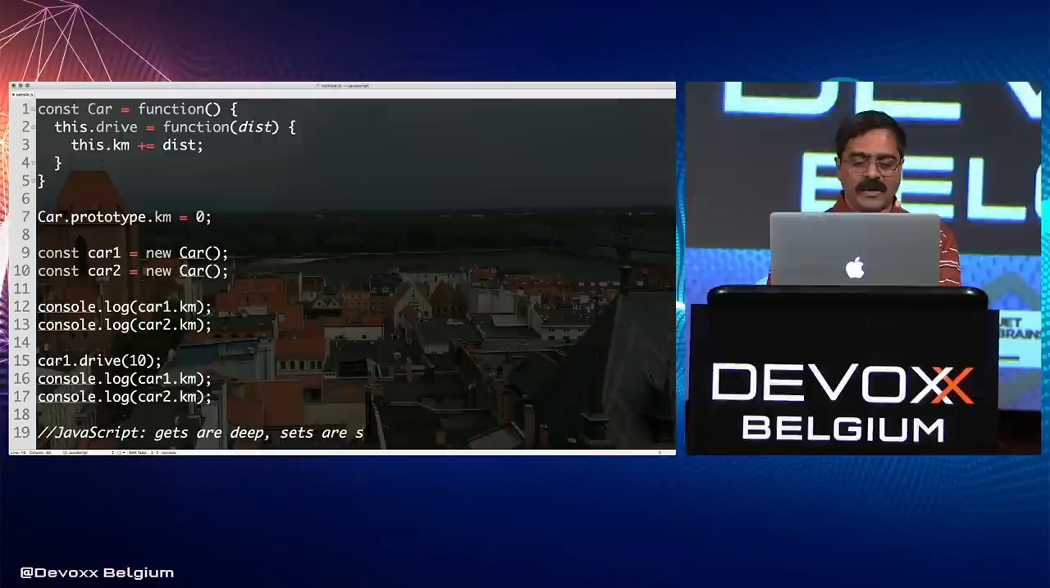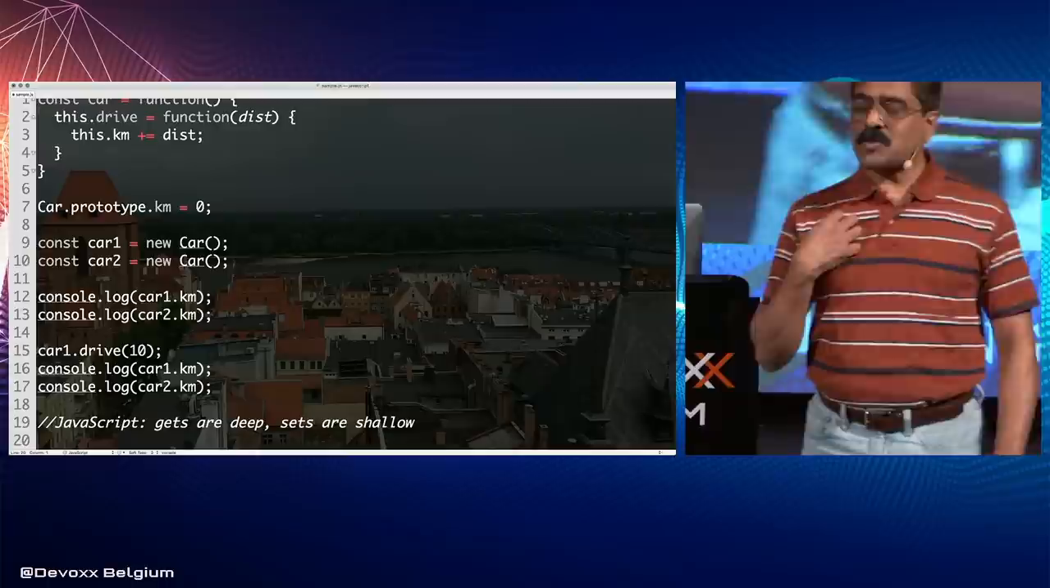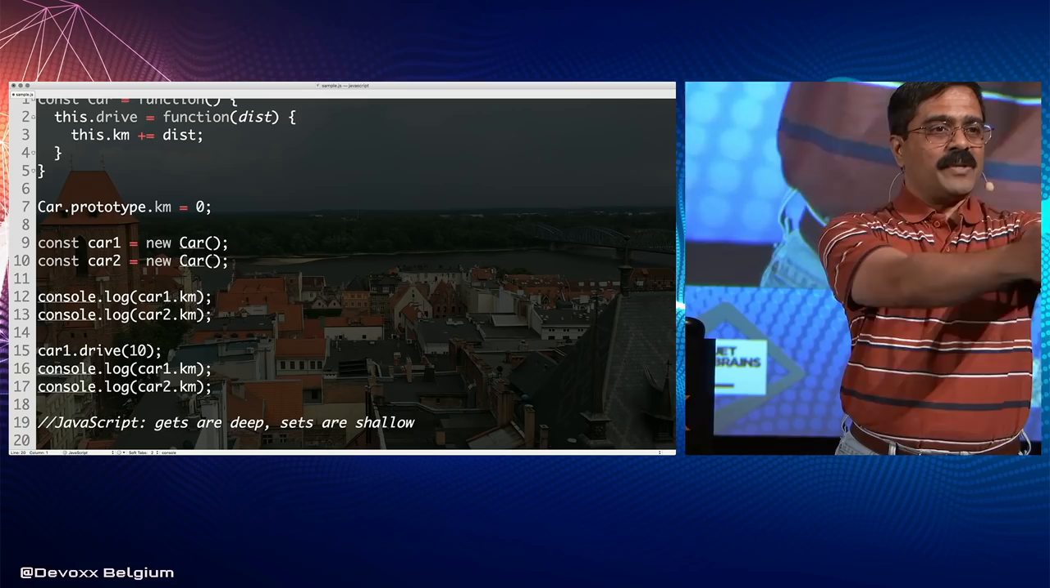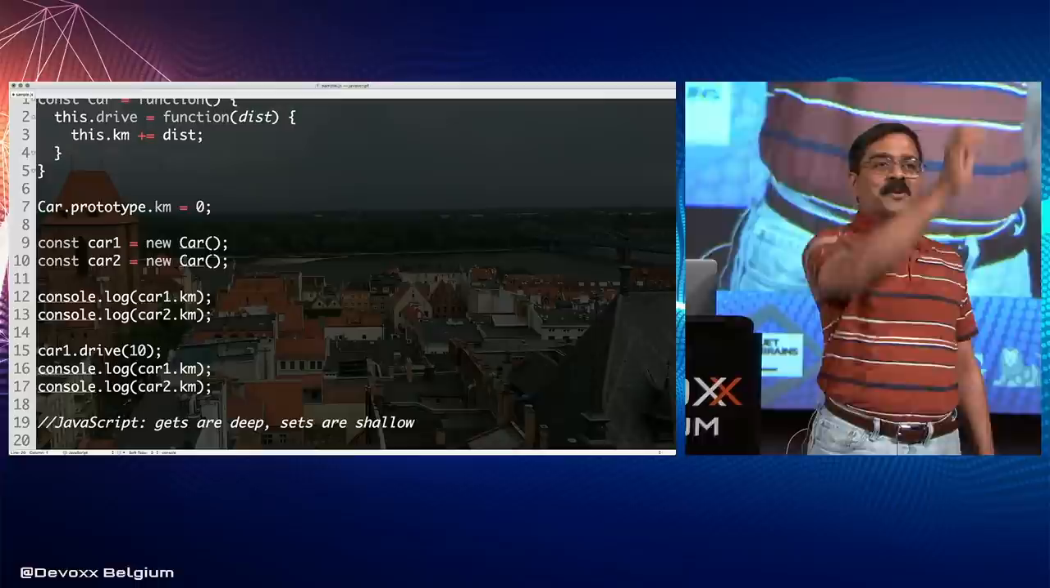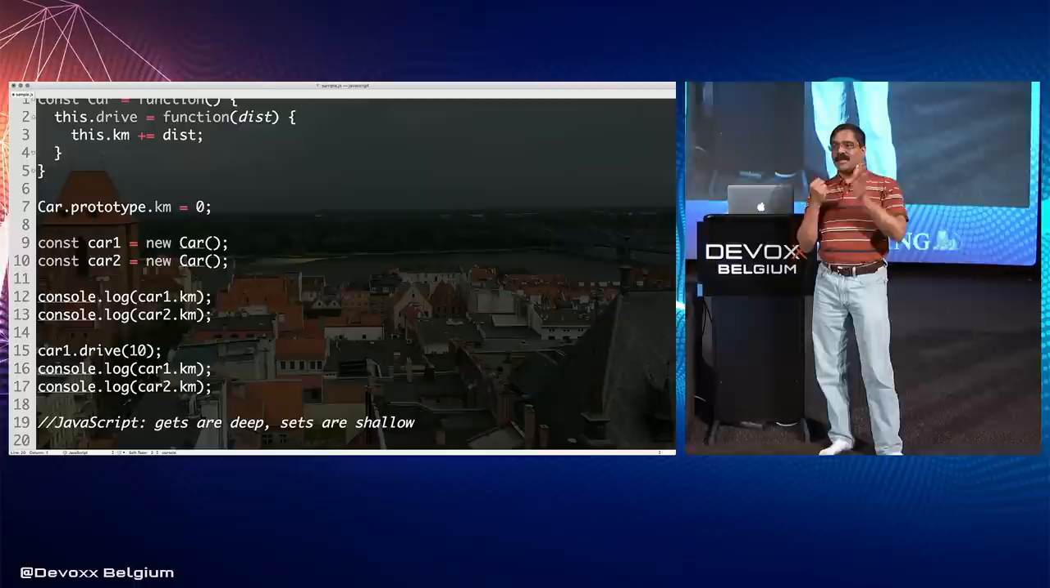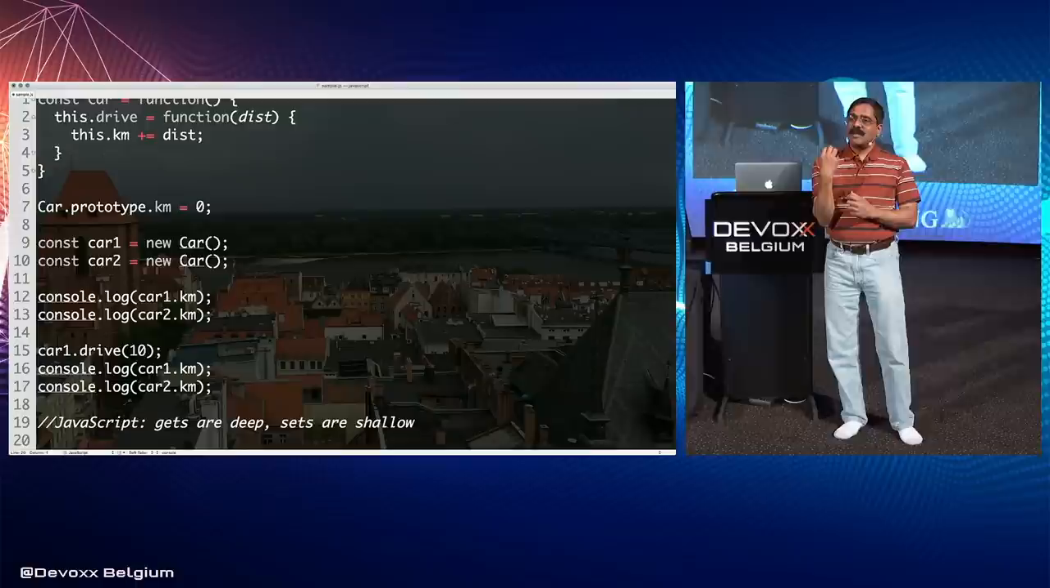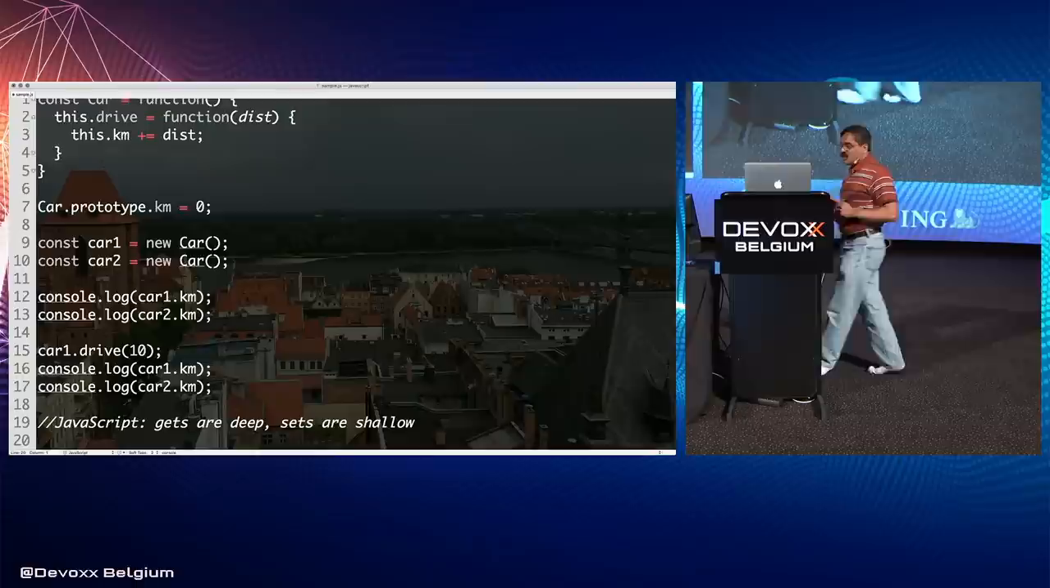So let's go over this again. He came to me and said, can I have 100 euros, please? I don't have it. My get is deep. I go to my prototype and say, could I have 100 euros, please? If he doesn't have it, he's got a rich person behind him. And he can go through and eventually I get 100 euros. Gets are deep. On the other hand, when he gives me back the euros, I keep it because sets are shallow. I don't go down.